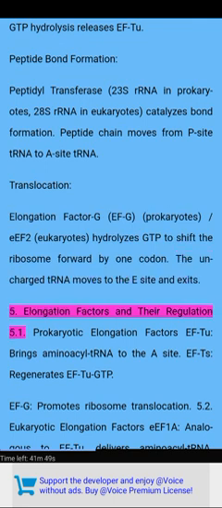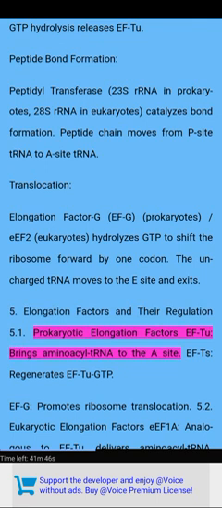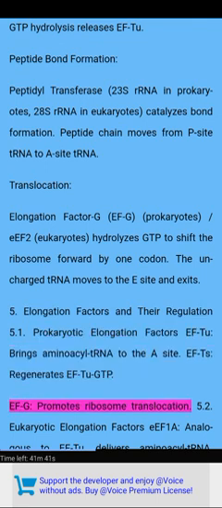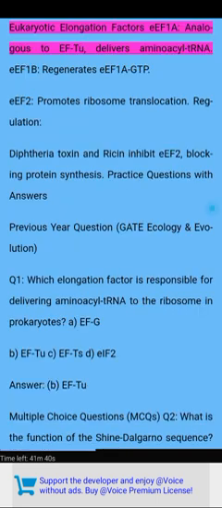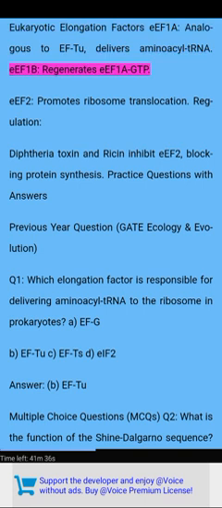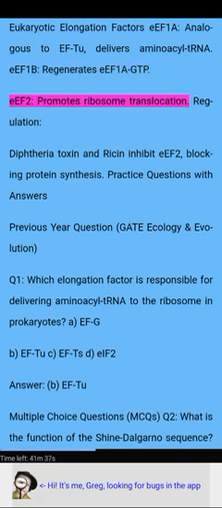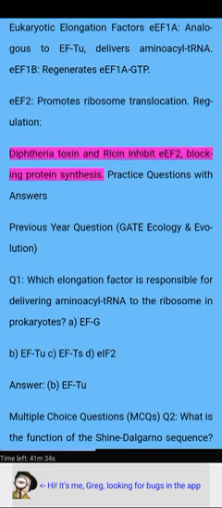5. Elongation factors and their regulation. 5.1. Prokaryotic elongation factors. EF-Tu brings aminoacyl tRNA to the A site. EF-Ts regenerates EF-Tu GTP. EF-G promotes ribosome translocation. 5.2. Eukaryotic elongation factors. EF1A, analogous to EF-Tu, delivers aminoacyl tRNA. EF1B regenerates EF1A GTP. EF2 promotes ribosome translocation. Regulation: diphtheria toxin and ricin inhibit EF2, blocking protein synthesis.